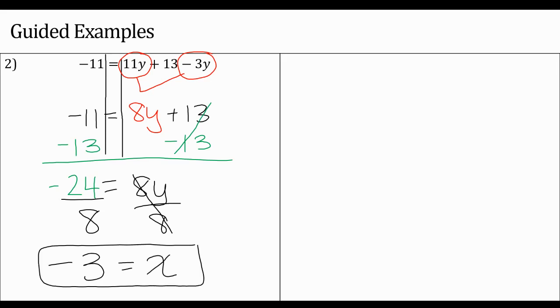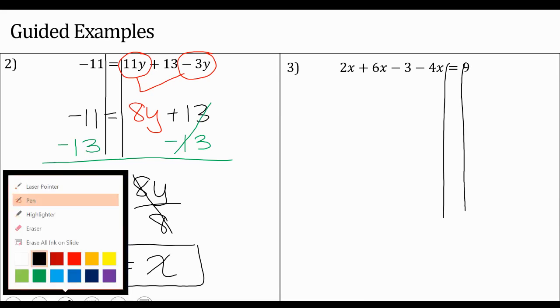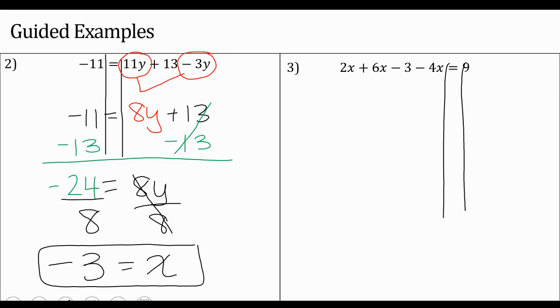Okay, we're going to look at one more example. So we have 2x plus 6x minus 3 minus 4x equals 9. So there's a lot going on here. We're going to just start off by drawing our train tracks, and we're going to identify our like terms just like what we did before. So we have 2x, 6x, and a negative 4x. Treat that like a negative 4.